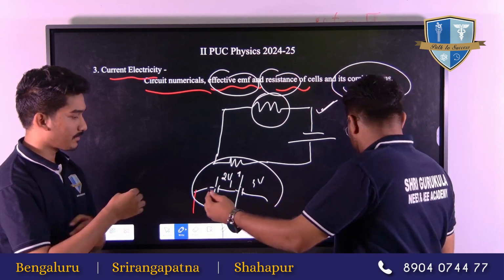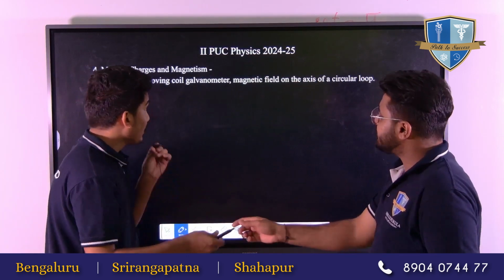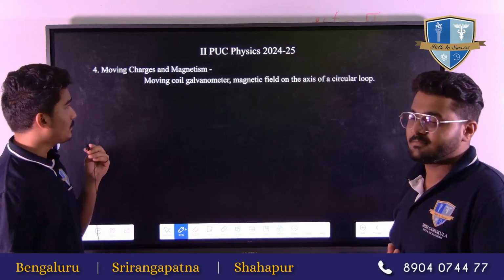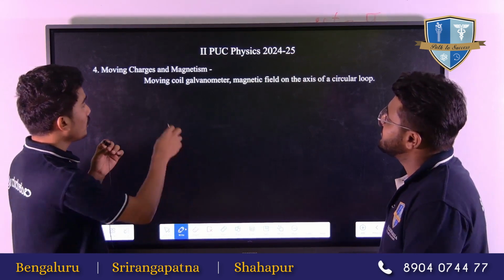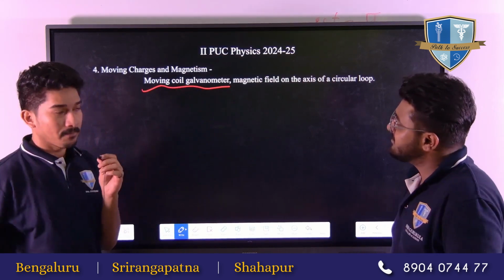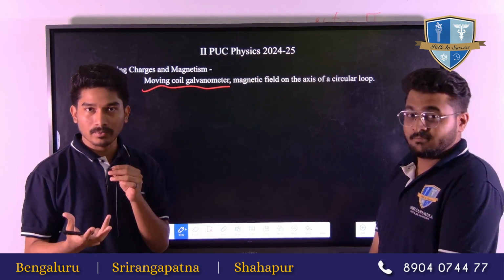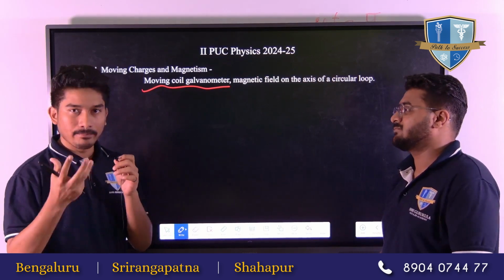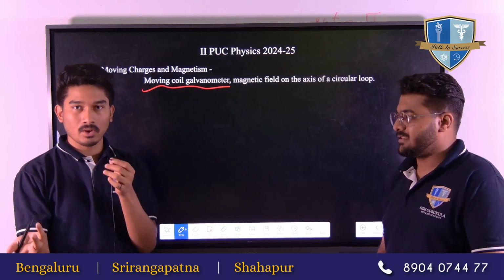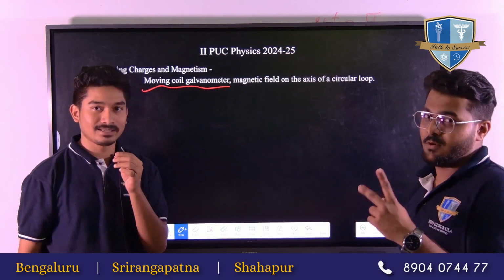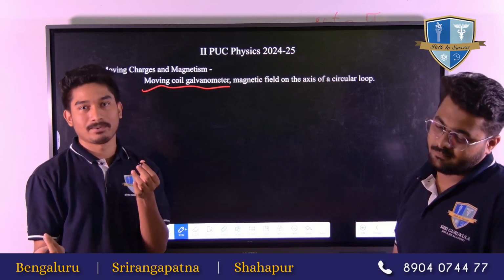Next chapter we have is moving charges and magnetism. From this chapter they may ask questions based on the moving coil galvanometer. The working of the moving coil galvanometer is so important, and try to remember the diagram as well. That will obviously help you. If you don't know anything, just make a diagram. The examiner will give you anyway 2 marks or 1 mark, correct?